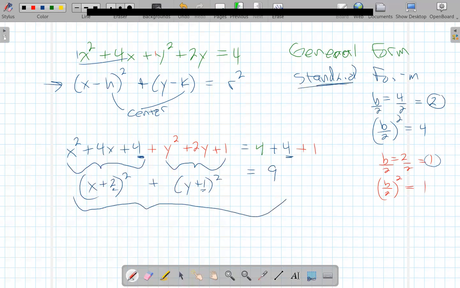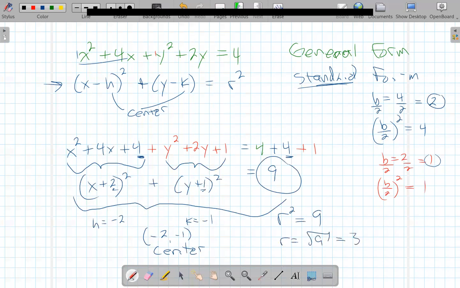In standard form, it's always x minus the h value. So since that's a plus, h must have been -2 there. Since this is a plus, but I was expecting a minus, that must have been k is -1. So that means my center must be the point -2, -1. And then the radius squared is always that number. So that means r must be the square root of 9, which is 3.